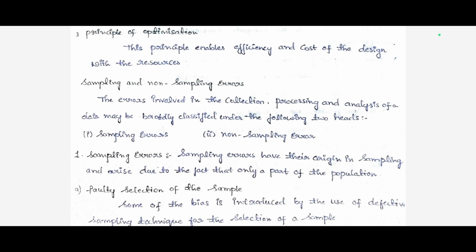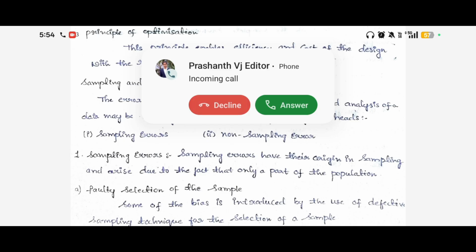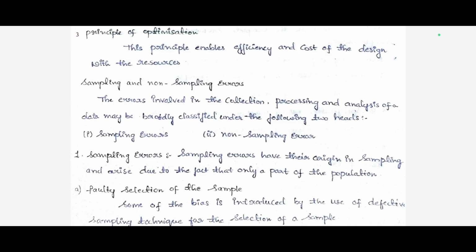Sampling and non-sampling errors. The errors involved in the collection, processing and analysis of data may be broadly classified under the following two heads. First one, sampling errors and non-sampling errors. The sampling errors have their origin in sampling and arise due to the fact that only a part of the population is used.